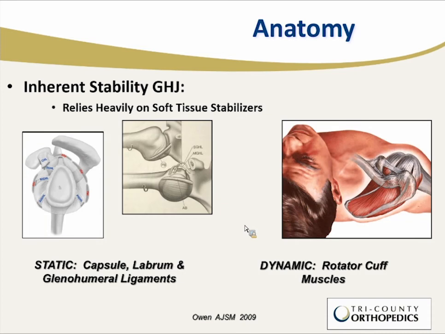So what does contribute to shoulder stability? Well, it's important to know this so we understand what's injured and what needs to be fixed, if anything. Inherent stability relies heavily on soft tissue. That includes two things: the static stabilizers, which are the capsule, labrum, and glenohumeral ligaments. You can see that on the left, the blue are the ligaments, and the red labeled are the dynamic stabilizers, which you see on the right here, the rotator cuff musculature. So that helps stabilize as well. And those are important anatomic structures that contribute.